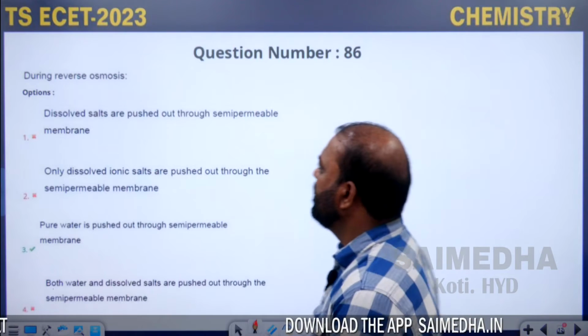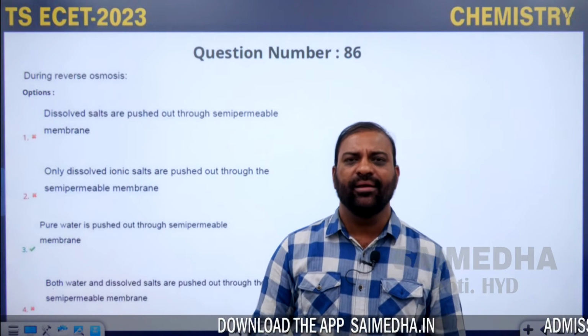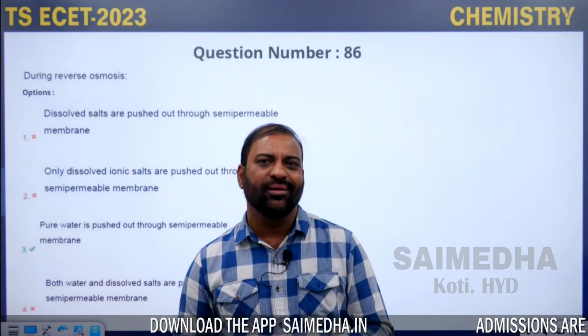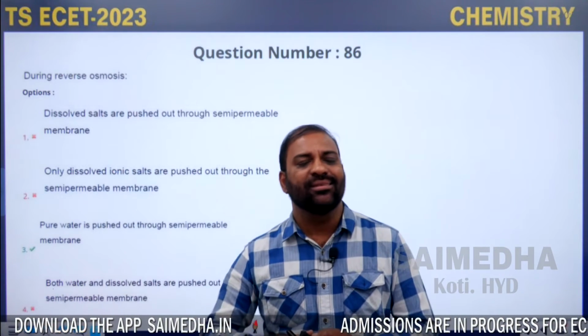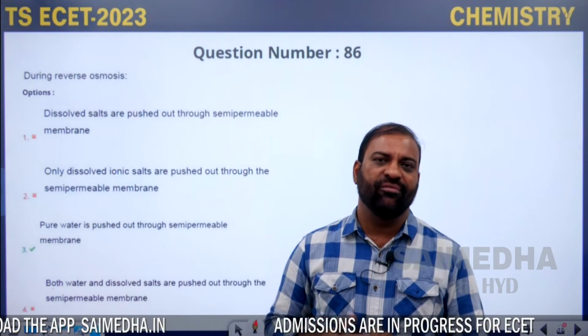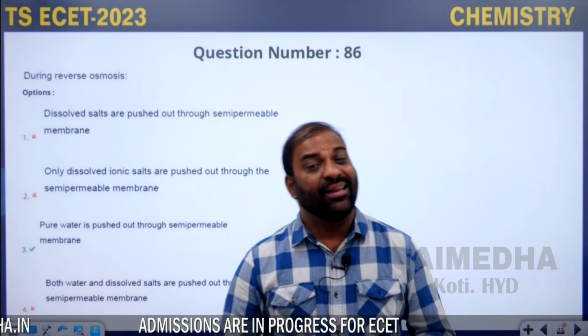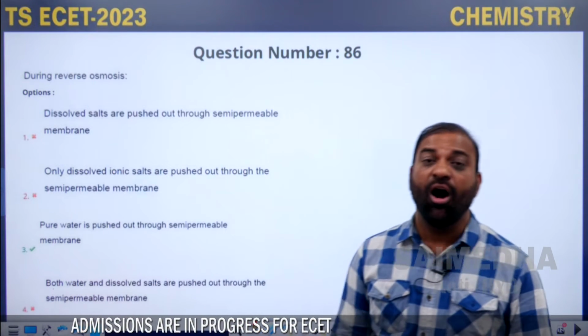During reverse osmosis, see, osmosis is nothing but the movement of water through a semi-permeable membrane. Reverse osmosis is the opposite process of osmosis, which is used for the purification of water. Reverse osmosis is generally represented as RO.